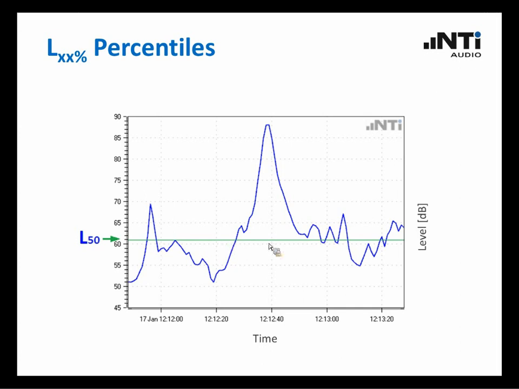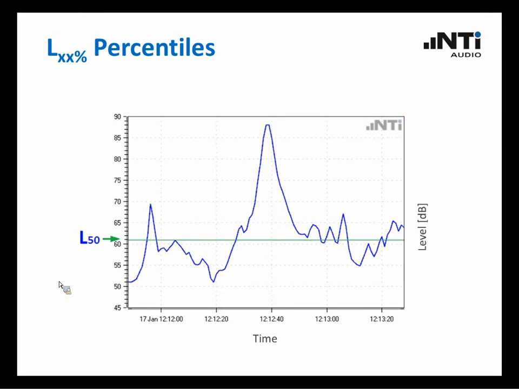The green line represents the L50 value, and 50% of my samples have been higher than this value, and the other 50% have been below. In mathematical language, we would call this a median value, but we can also explain it this way: during 50% of the time within this period, the sound pressure level was higher than this value, and during the other 50% it was lower.